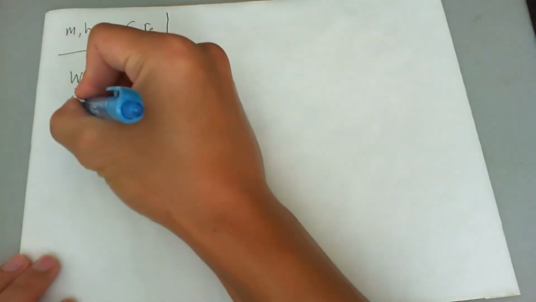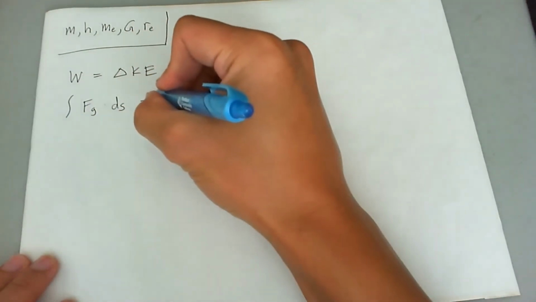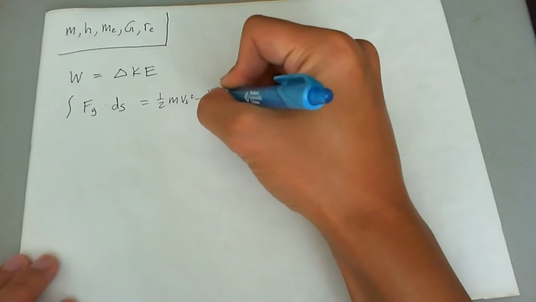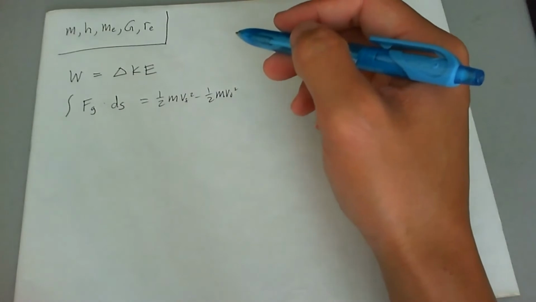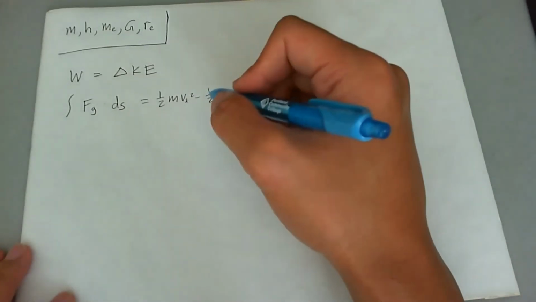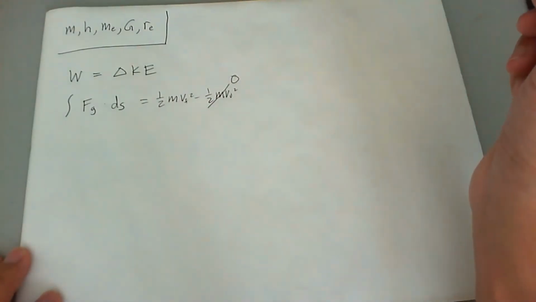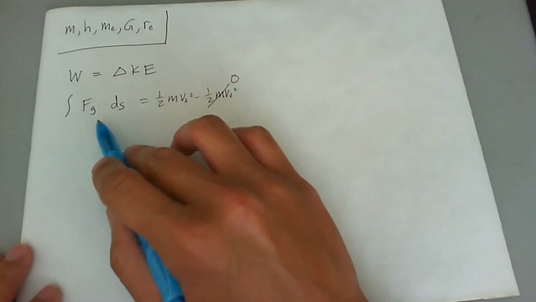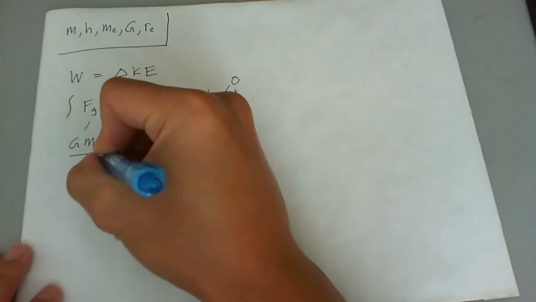W is basically the force of gravity dot ds, and delta kinetic energy is 1/2 m v final squared minus 1/2 m v initial squared. First thing I'm going to do is just informally start knocking a few things out. The skydiver, if you will, is starting from rest, so the initial velocity is going to be 0. Force of gravity for all situations not near the Earth's surface, and we'll assume it's not near the surface, is going to be G m M over r squared.